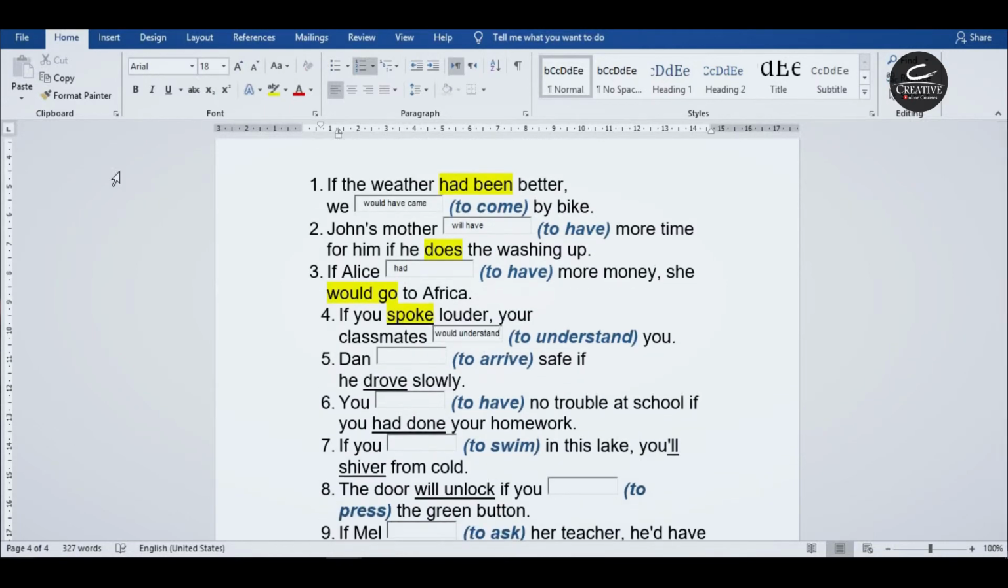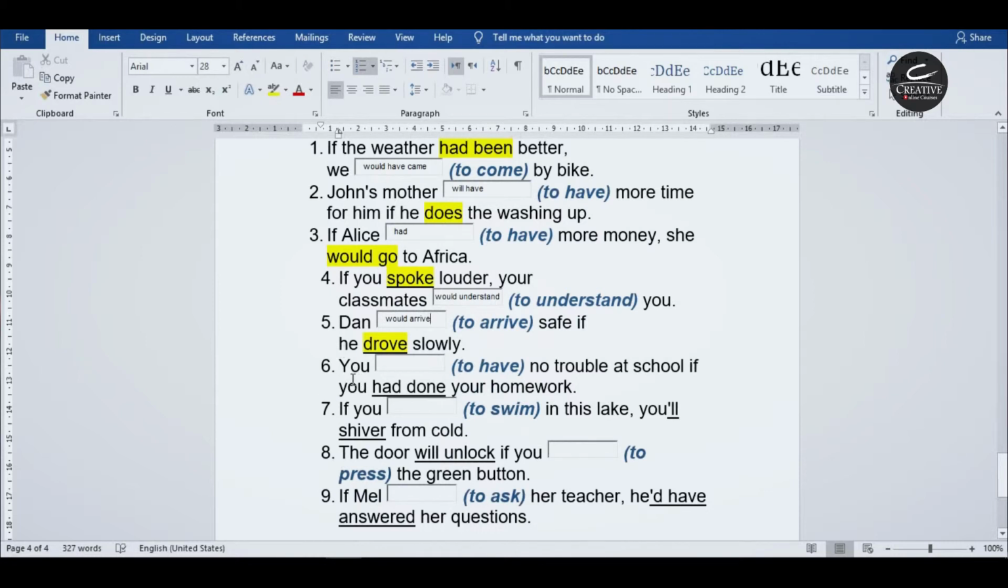Okay, what about number 5? Dan saved if he drove slowly. So drove here, this is also the past tense. Okay, so we're going to use the second conditional of if. So we're going to say Dan would arrive safe. Would arrive safe if he drove slowly.